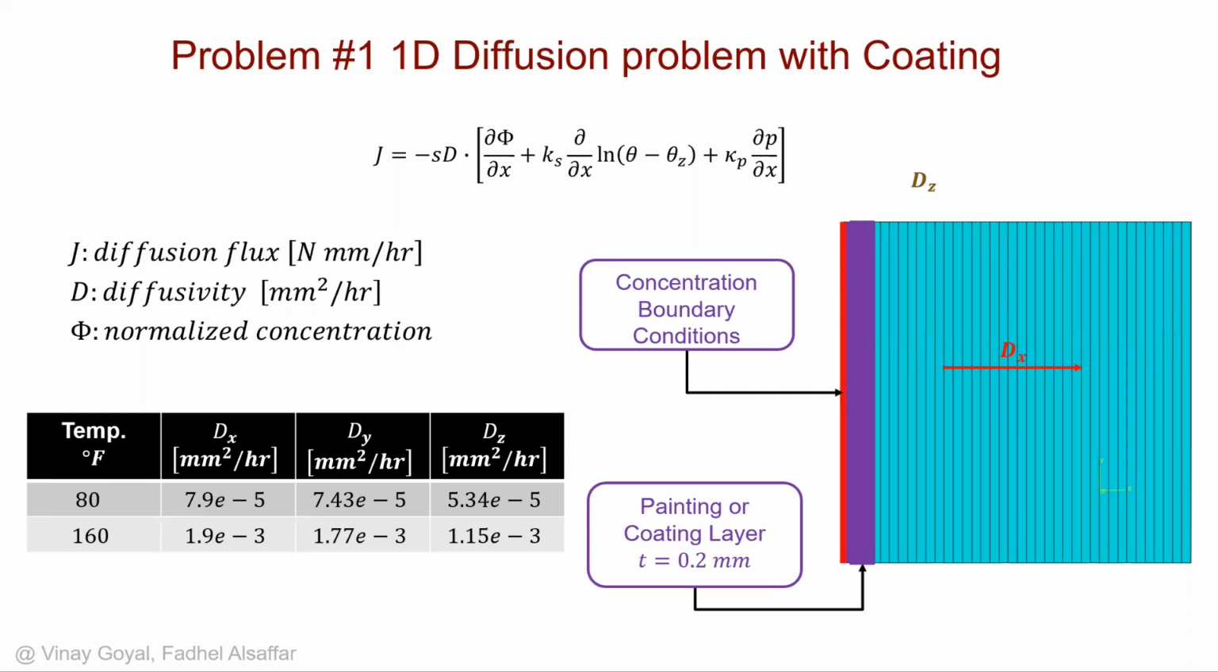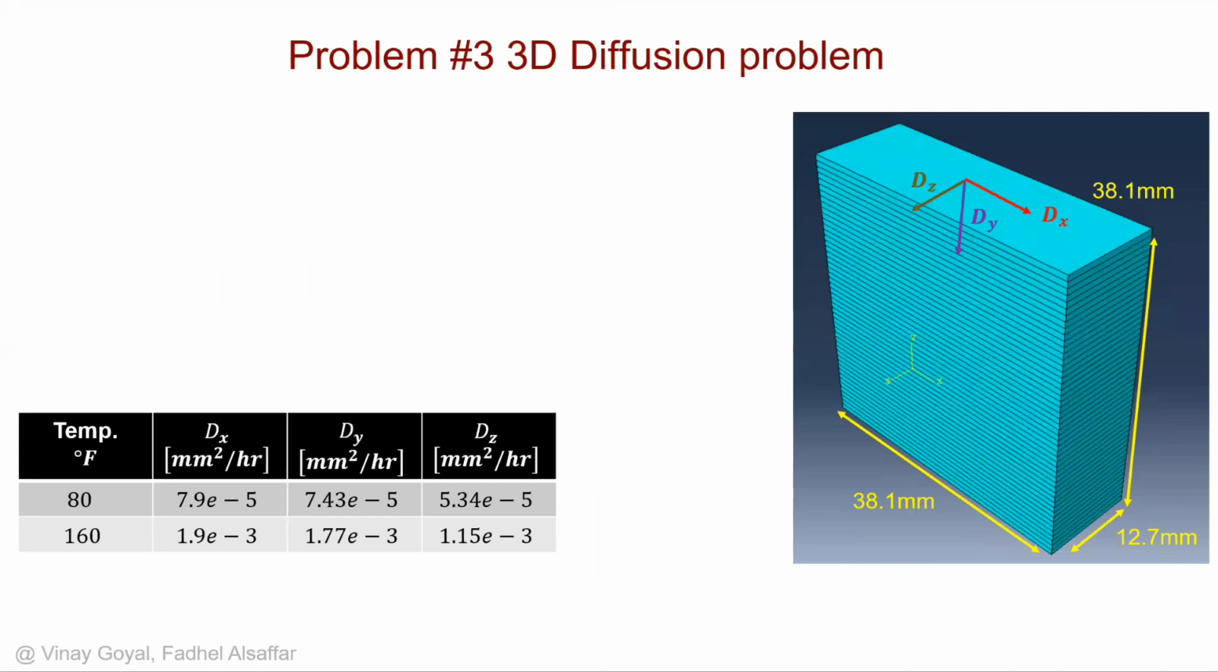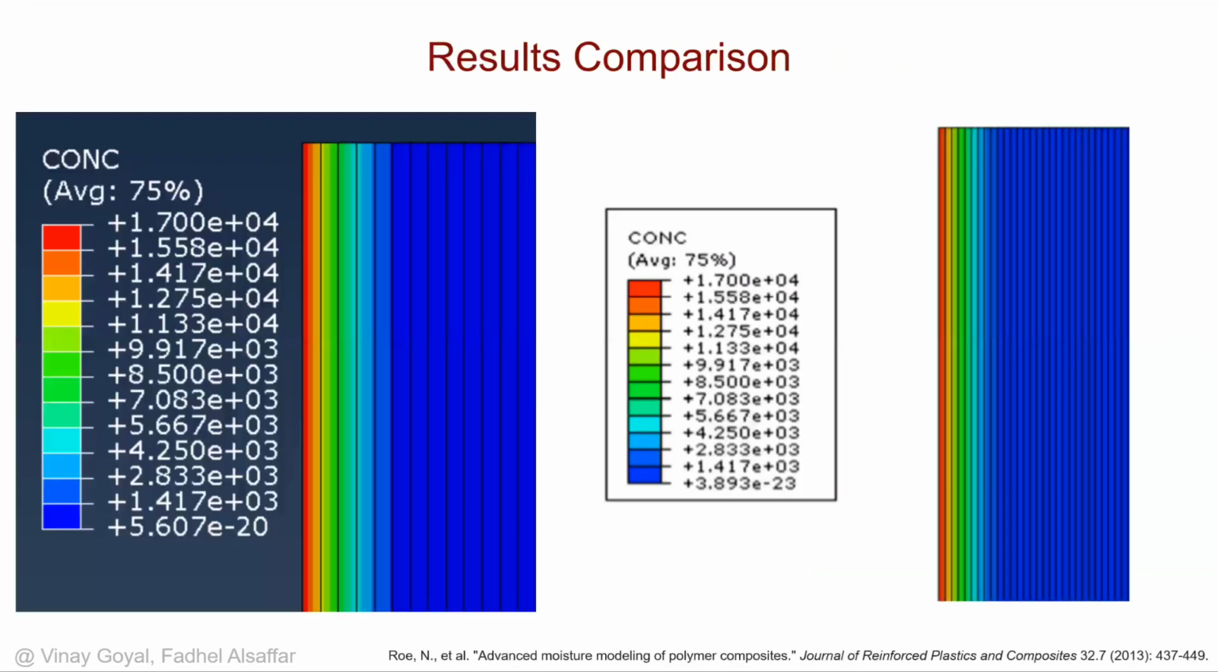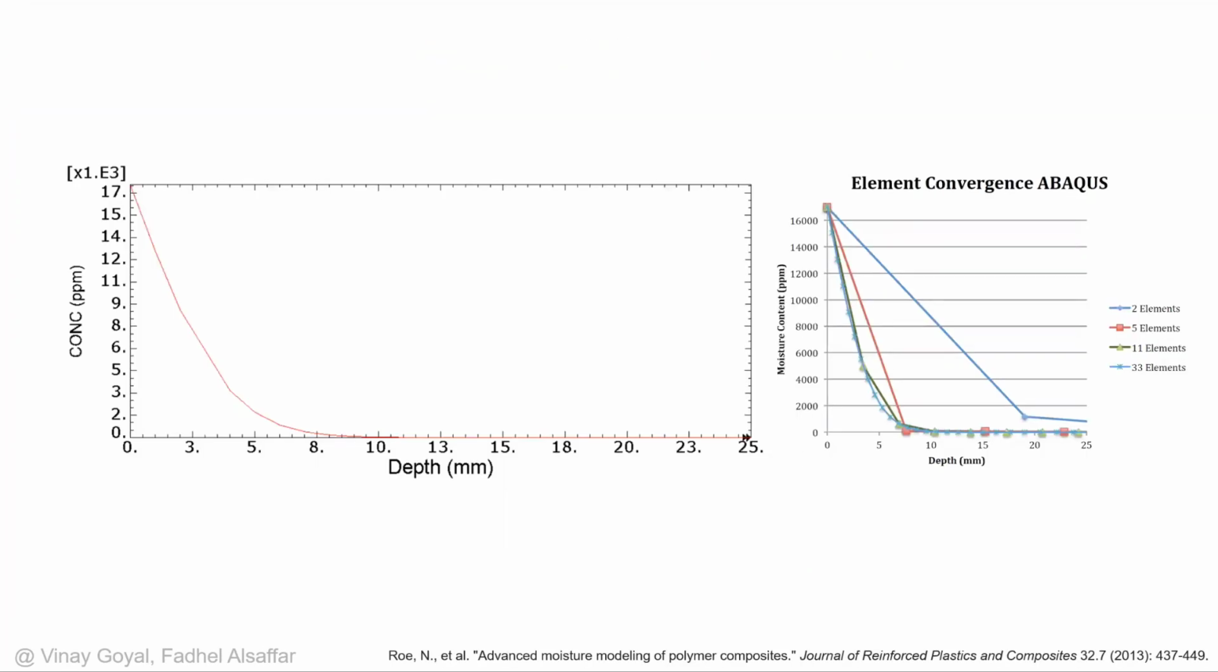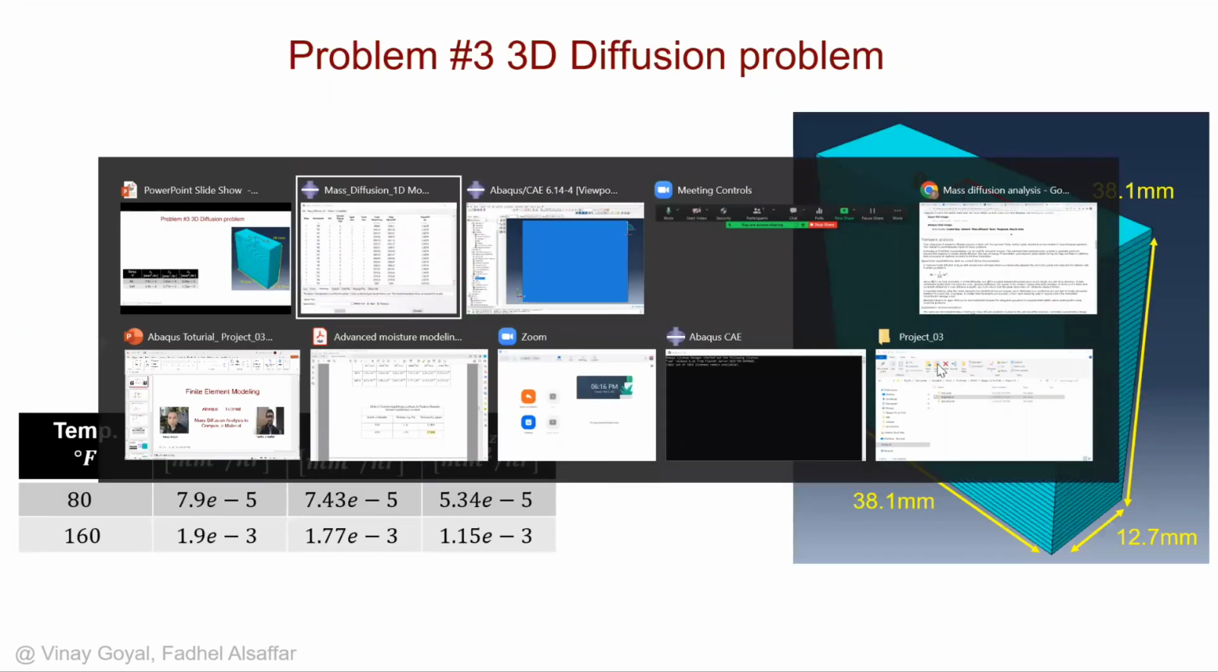Once we're done with that, we want to go to 3D and run the model in 3D, in which we have diffusivity along the X, Y, and Z, which means that the diffusivity along each axis is different, and the diffusion speed will be different. So we want to run all these 3 cases and see our results. This is for the comparison. We'll come to it later.